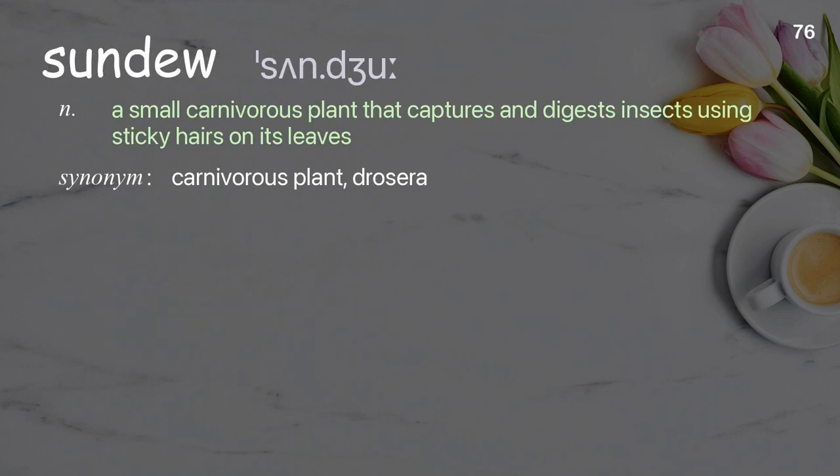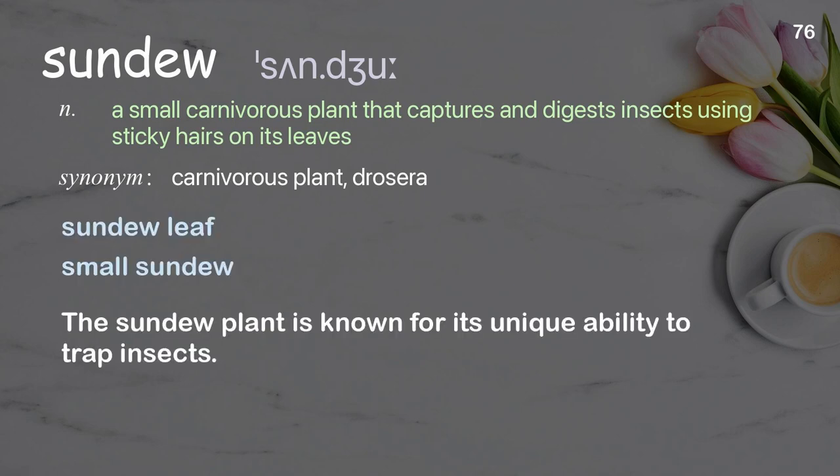Sundew. A small carnivorous plant that captures and digests insects using sticky hairs on its leaves. Examples: Sundew leaf. Small sundew. The sundew plant is known for its unique ability to trap insects.